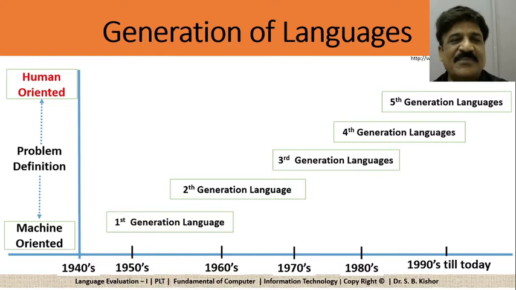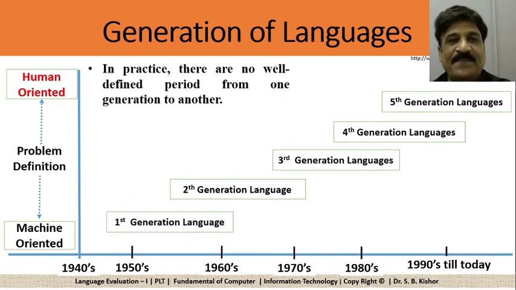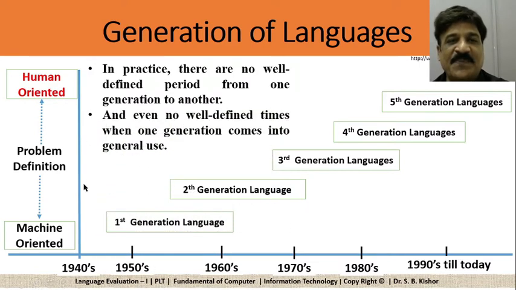So this simply means that it is not a specific period when the first generation ends and the second generation starts. Even today some people are using machine language and assembly language in order to solve their problems. So in practice, there are no well-defined periods from one generation to another, and no well-defined time when one generation comes into general use.